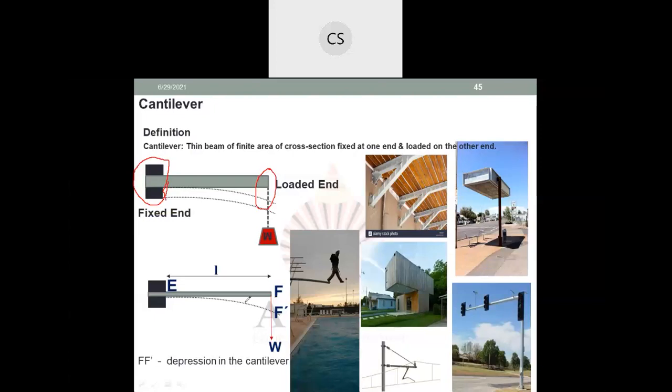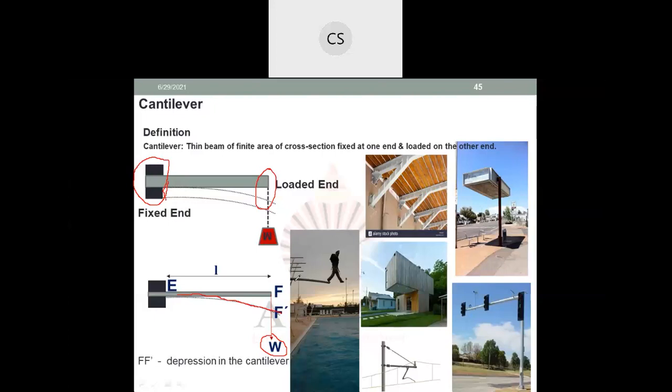So whenever a cantilever is loaded, what happens? The loaded end undergoes depression. You can see a dotted line. So that is depression. The amount of depression depends on the amount of load you have added and the Young's modulus of the cantilever beam.